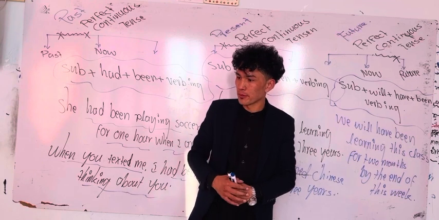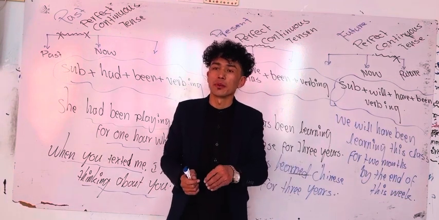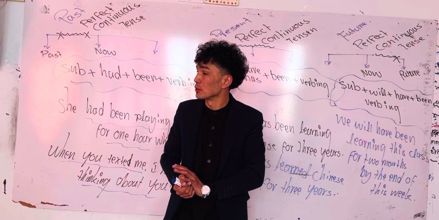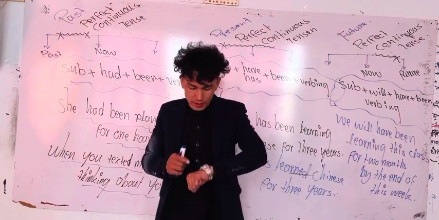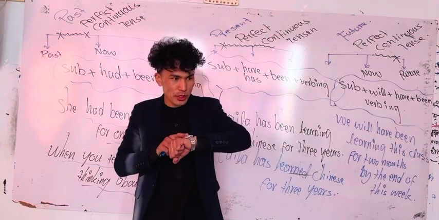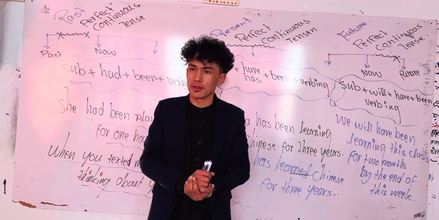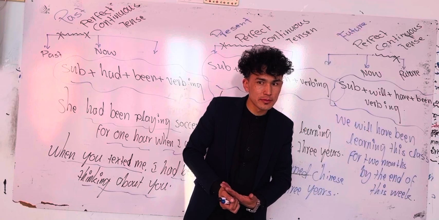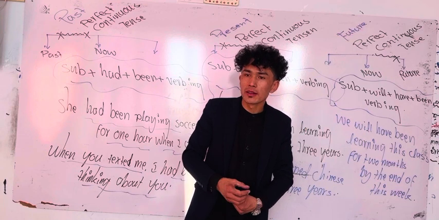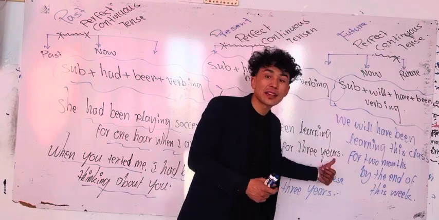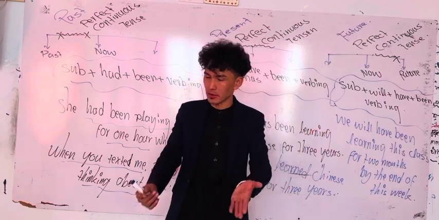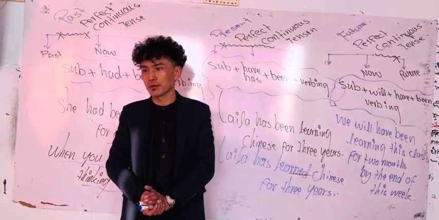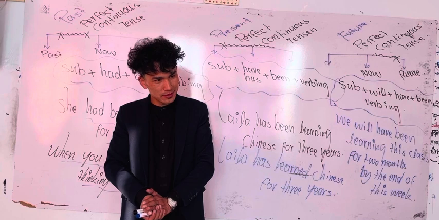How long have you been waiting here? You say until 8 o'clock, half an hour. I'll have been waiting for you for 1 hour at 8 o'clock. At 8 o'clock. Done. Now it's easy. Did you learn it?